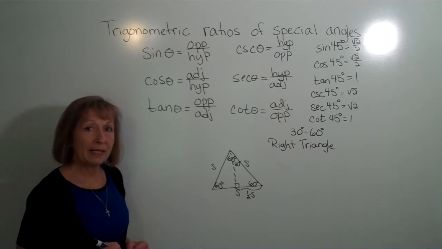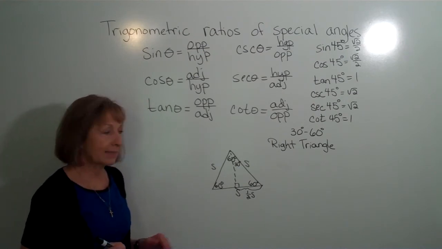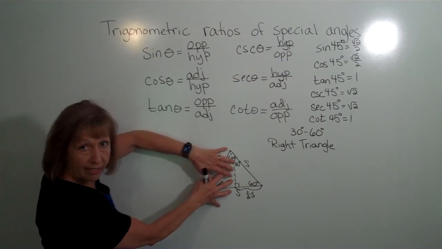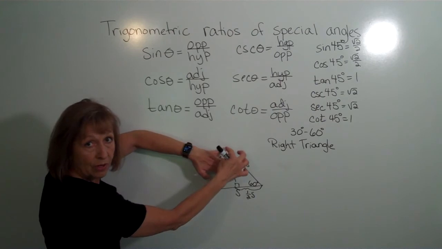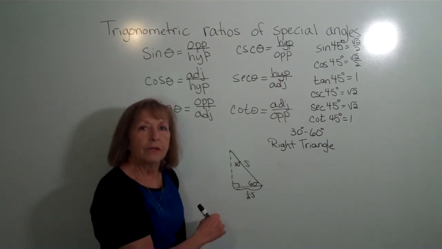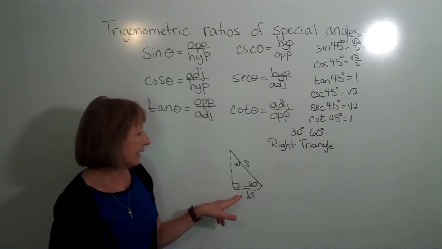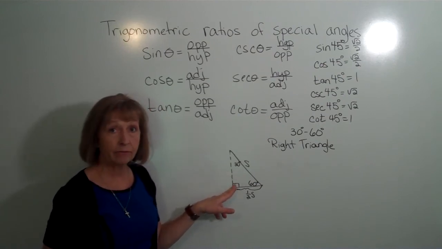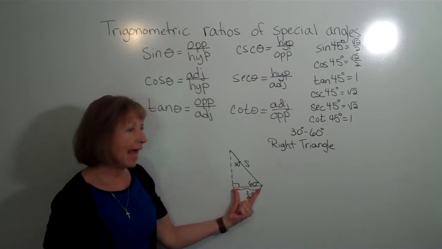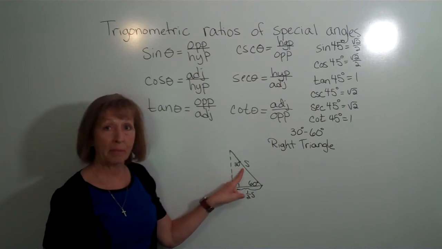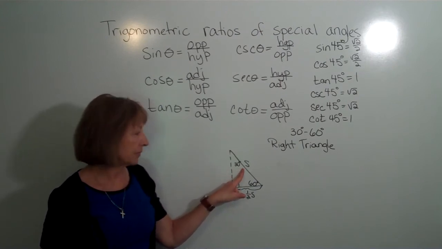Now what I'm going to do is I'm going to take and erase half of this equilateral triangle just to show the right triangle. So now we have half of our equilateral triangle, and we have a right angle from the altitude. We have half of S for this leg of the right triangle, and opposite the right angle is the hypotenuse, so S is the hypotenuse.